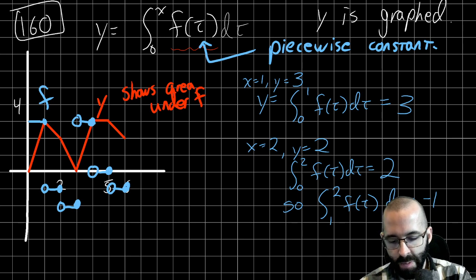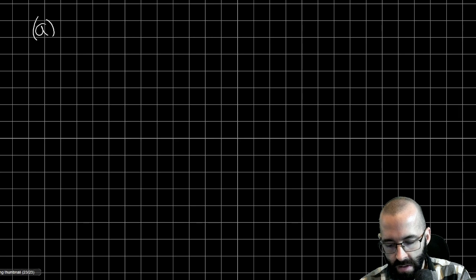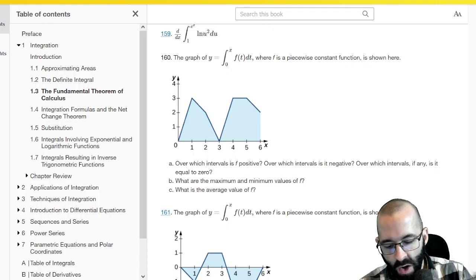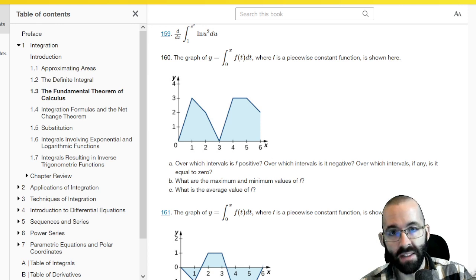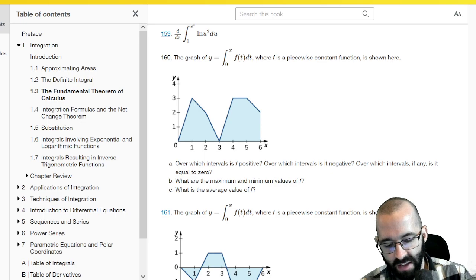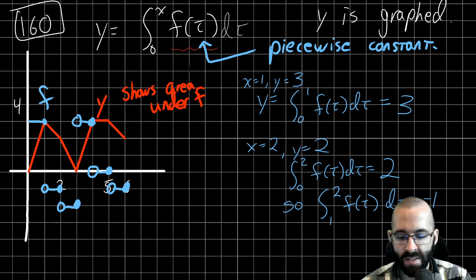All right, so let's start with part A. And I'm going to lose the graph paper. Part A says, over which intervals is f positive? And which is it negative? And which is it 0? So of course, since we already graphed the function, we can do this immediately.